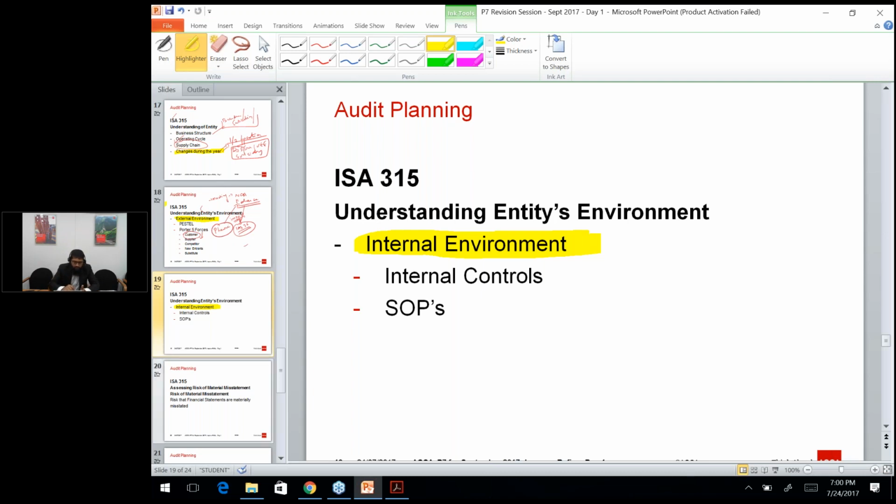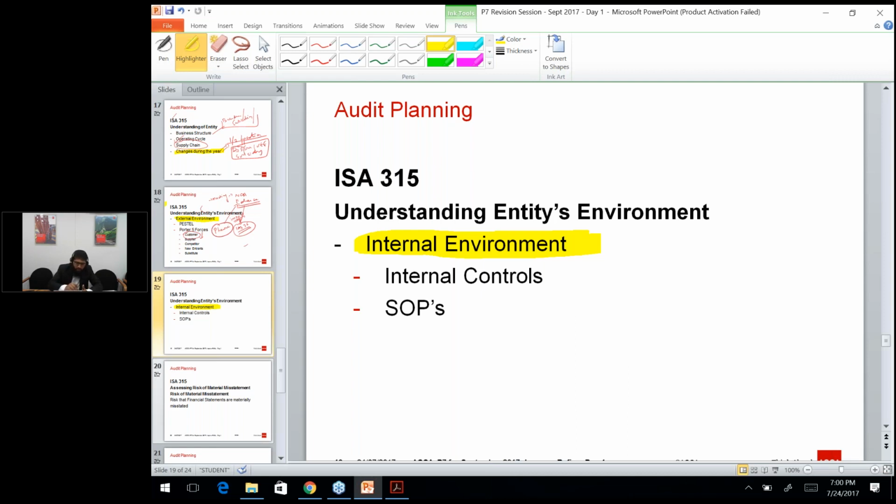And then the third one is assessing the risk of material misstatement. A very important thing is, what exactly is the risk of material misstatement? The risk of material misstatement is the risk that the financial statements are materially misstated. So what exactly do we mean by that?